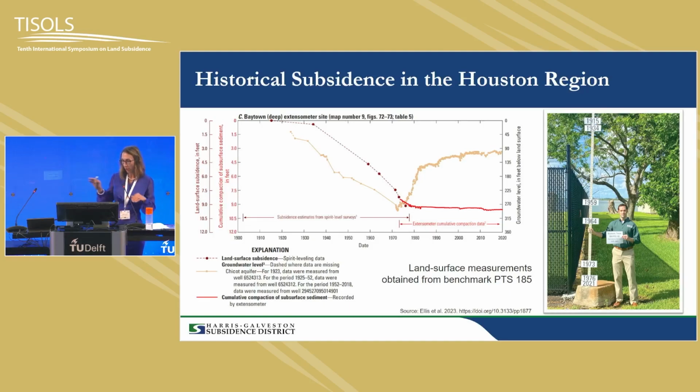So that concrete base here at the bottom is this benchmark, PTS 185. And throughout time, over a century, we've been collecting benchmark data on it. So elevation data of where that's been sitting in time. And we can see from 1915 at the top to around 1976, there has been about 9 feet or about 3 meters of subsidence. So this is specifically important for our region.